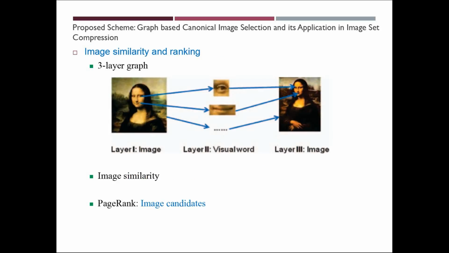The second step is called image similarity and ranking. This is very similar to the first step. We construct a three-layer graph in this step. The first layer is the image, the second layer is the visual word, and the third layer is another image. In our experiment, the visual word is the quantization of SIFT local features.